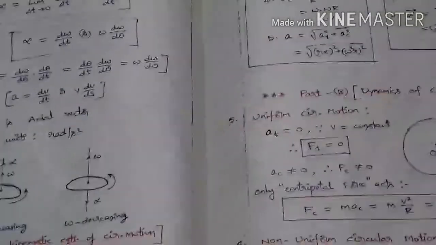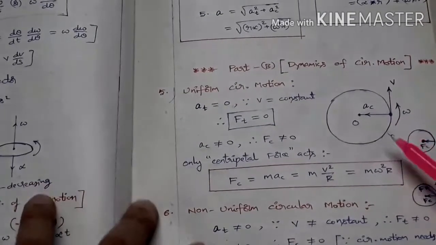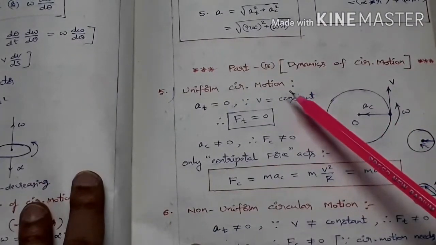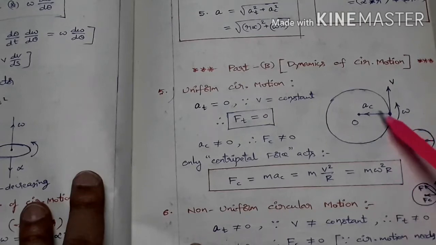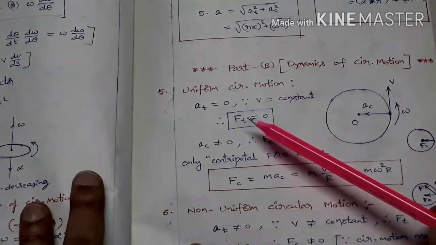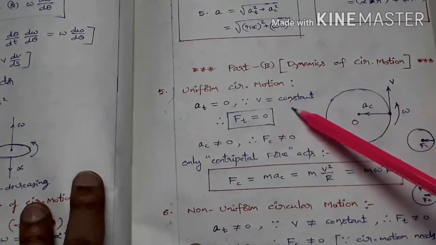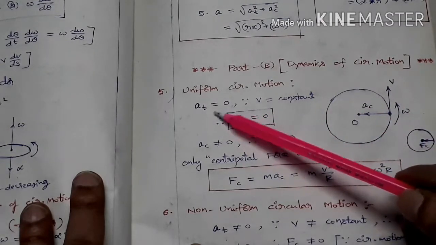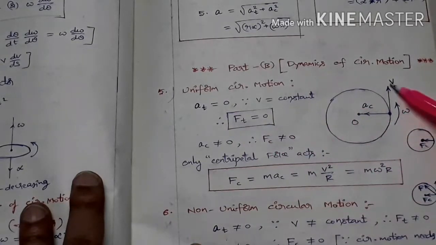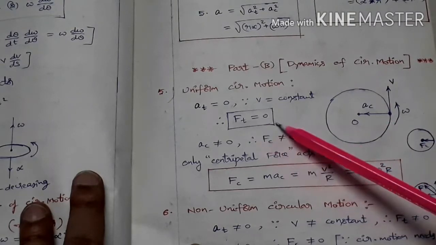Got it? This next one is part B, that is the dynamics part. Dynamics of circular motion. Here, 4 cases. First one is uniform circular motion. A particle is moving with a uniform speed V, with uniform angular velocity omega. In this case, this is the centripetal acceleration. When it is moving with uniform speed, V is constant. If V is constant, there is no tangential acceleration, AT equals 0. So if tangential acceleration is 0, tangential force will be 0. Therefore Ft equals 0.